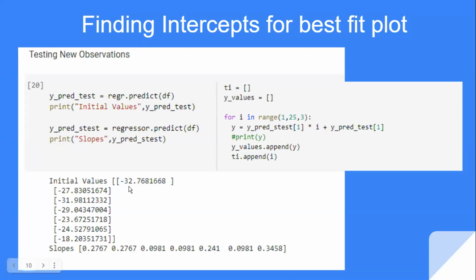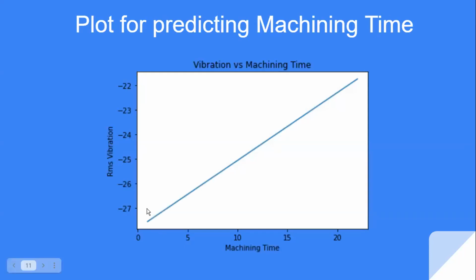Yes, sir. You get the slope and coefficients here, no? After getting the slope and coefficients, I am putting them in y equals mx plus c, where x is the time and y is the vibration value over a period of 1 to 25 minutes. After this, we will get a plot for the RMS value of the vibration data and the machining time. So whenever new vibration data comes from the sensor, that data can be plotted.